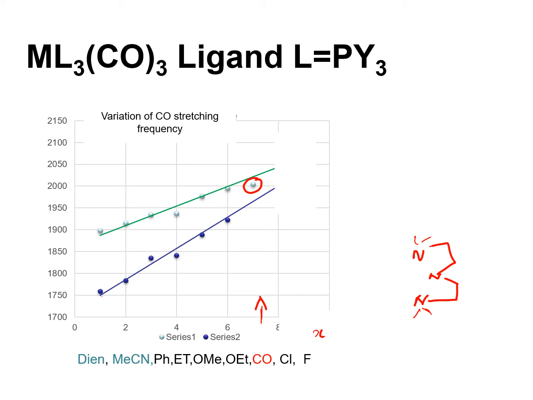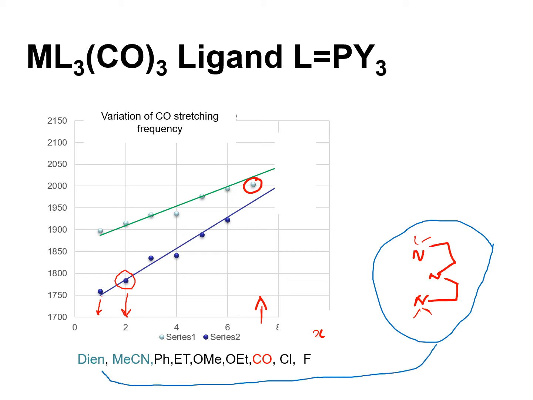And for comparison, we have put acetonitrile, which is also a good donor, not a very good pi acceptor against the carbon monoxide. So tris acetonitrile MoCO3 is the second point which is present here. This is tris acetonitrile MoCO3. This one is for diene. Diene is the ligand which is pictured here. This is the ligand diene, which is a very good donor.